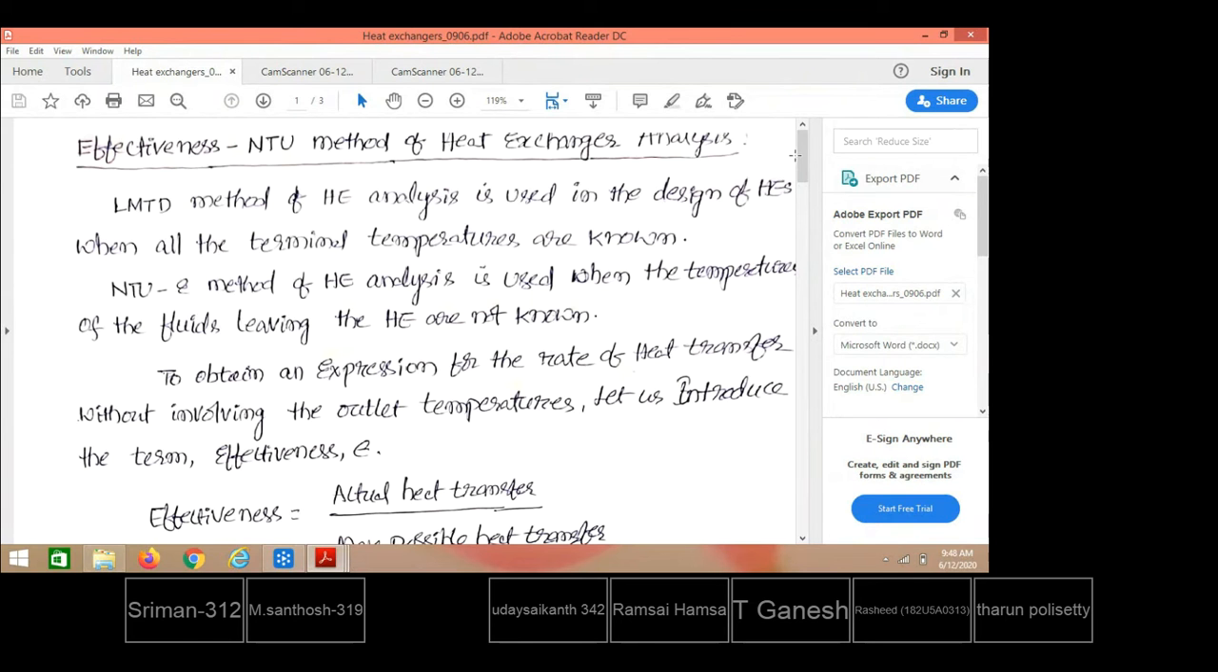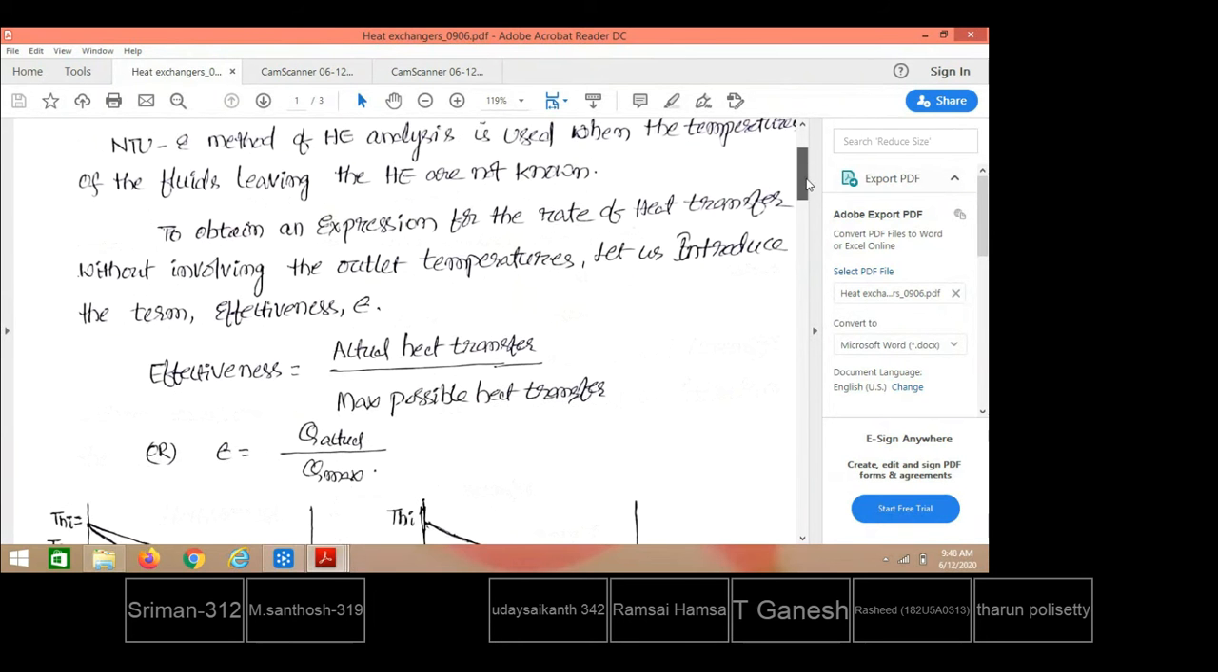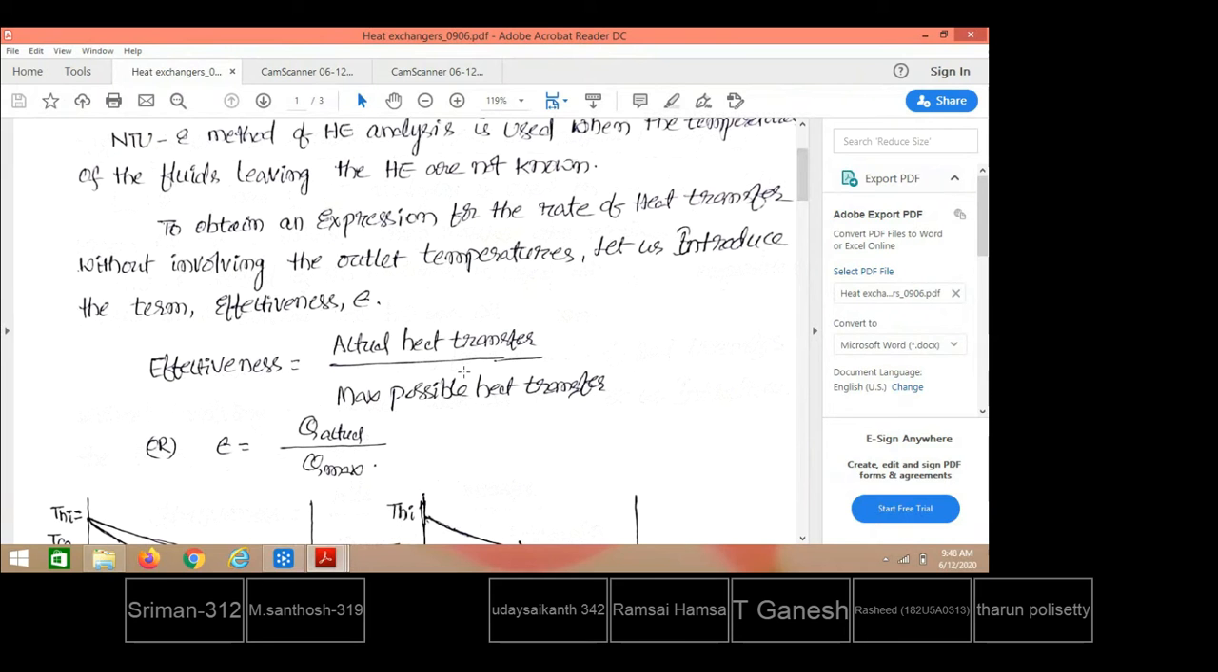Effectiveness is defined as the ratio of actual heat transfer to the maximum possible heat transfer through a heat exchanger. So the ratio between actual heat transfer and maximum possible heat transfer through a heat exchanger is known as effectiveness. So first we try to calculate what the maximum possible heat transfer is, and then the effectiveness also.